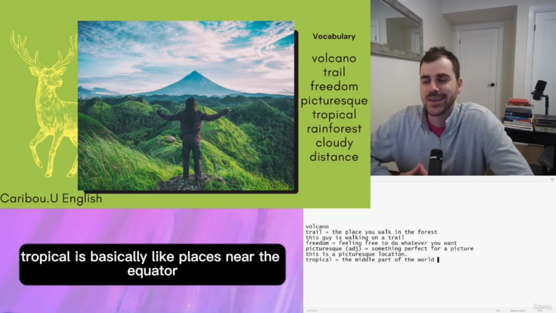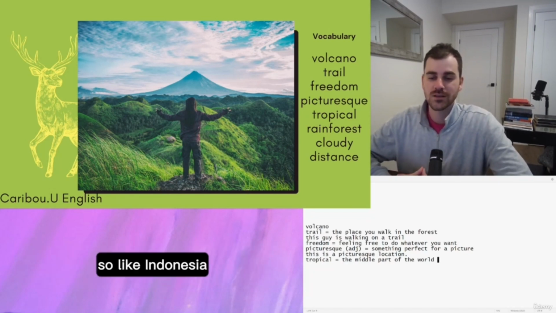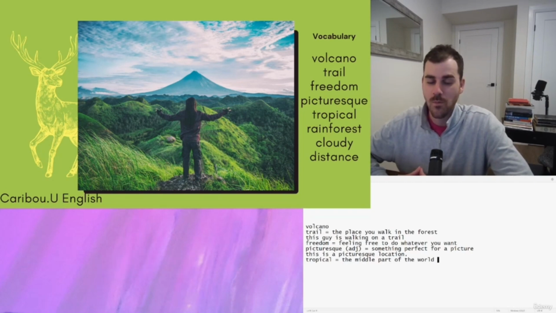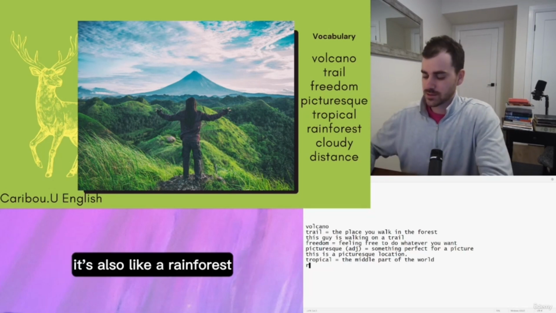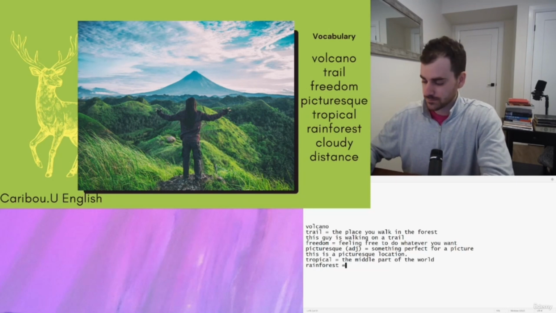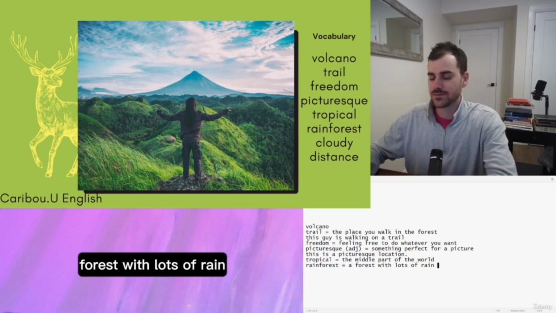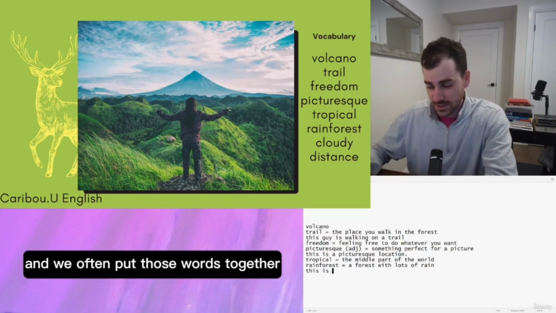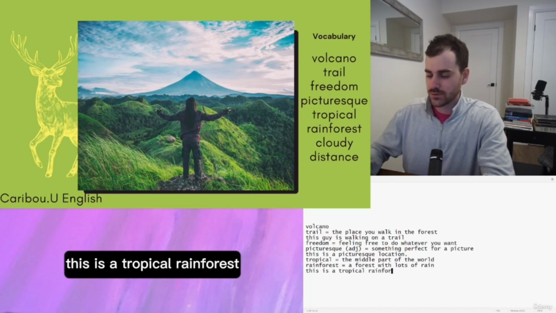Tropical is basically like places near the equator. So like Indonesia, maybe Mexico, tropical locations. It's also like a rainforest. Forest with lots of rain. And we often put those words together. This is a tropical rainforest.